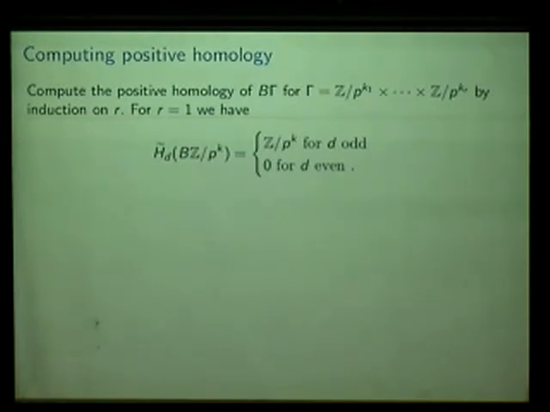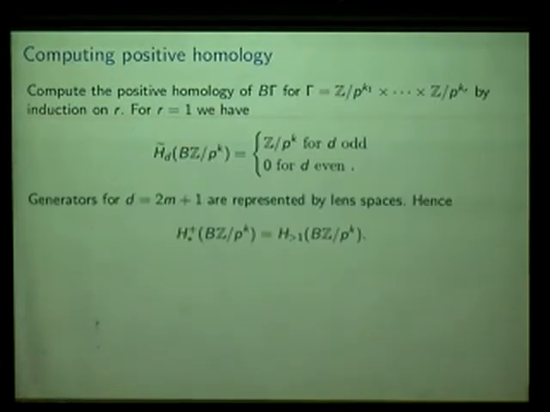So if we just have one factor, then the homology of the classifying space, maybe you've seen that in some lecture course or seminar, is the following. In degree d, we have in odd degrees a copy of Z mod p to the k, and in even degrees, we have 0. That's the computation of the homology of the classifying space of Z mod p to the k. And it's also important to see that we have geometric generators of these groups here, namely the lens spaces that we saw before, right? So these lens spaces represent these homology classes. And so we know that in dimension bigger than 1, we have positive scalar curvature metrics. So the positive part of that homology group is nothing but the homology in degree bigger than 1.